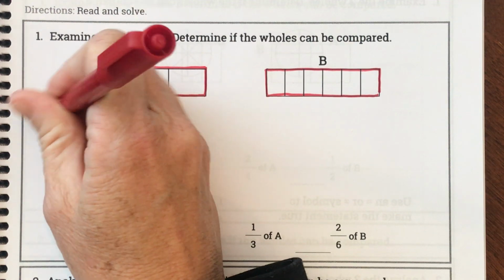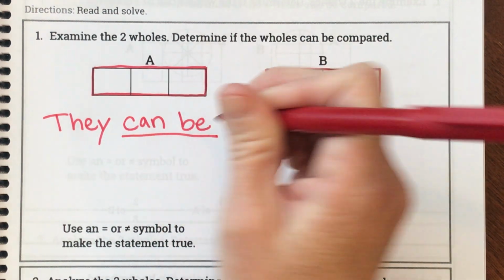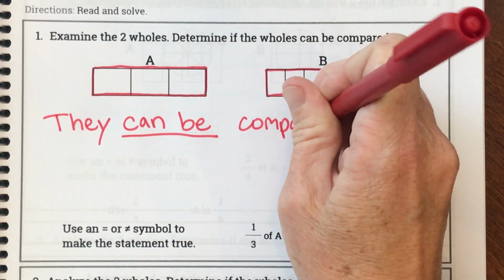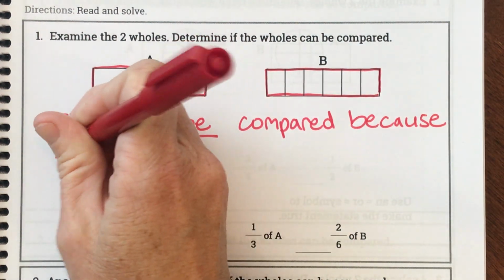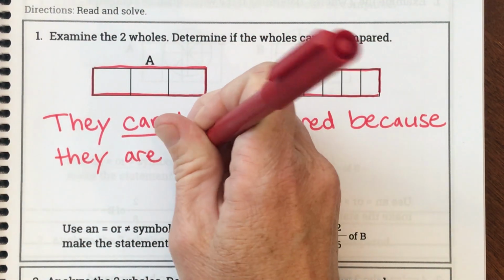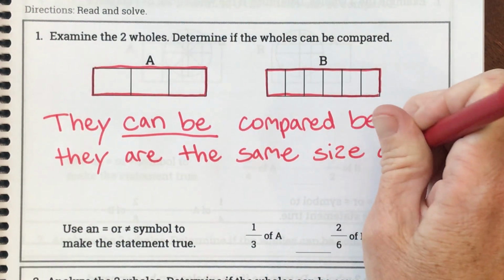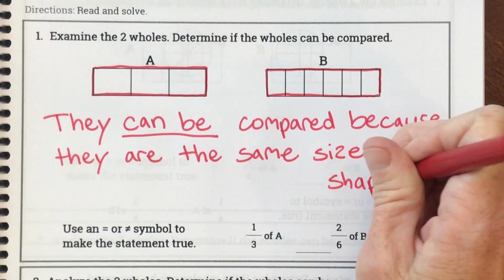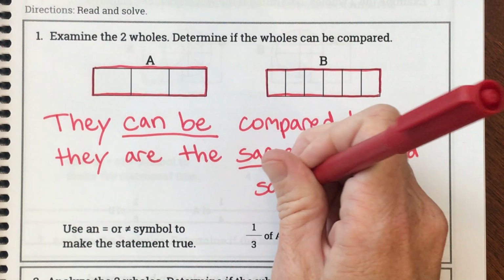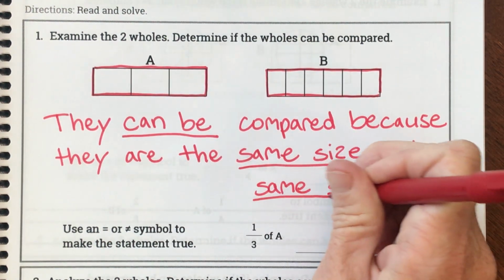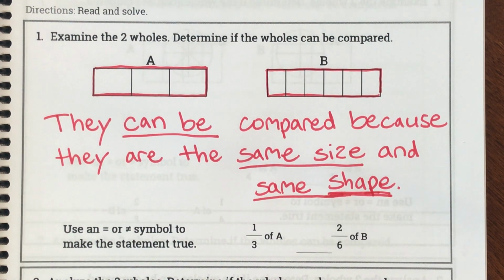I could say they can be compared because they are the same size and shape. Oops, sorry. We need both those things. They need to be the same size and, maybe I'll write same here again, same shape. So I can only compare them if they have both of those, the same size and the same shape.